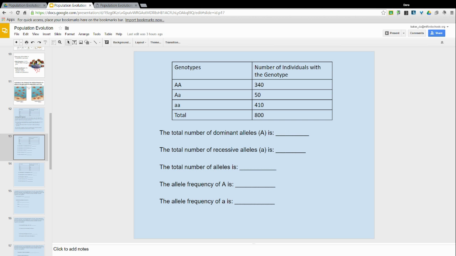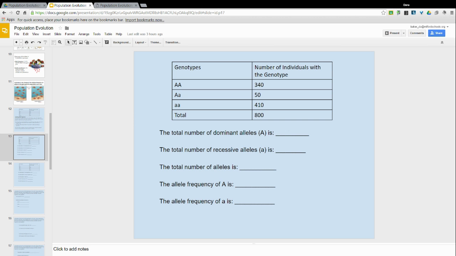All right, the total number of all of the alleles. So we have 300 fish, okay, and they each have 2 alleles. So we're going to multiply that, and we'll get 600 total alleles. Total number of all of the alleles, whether that's big A or little a.